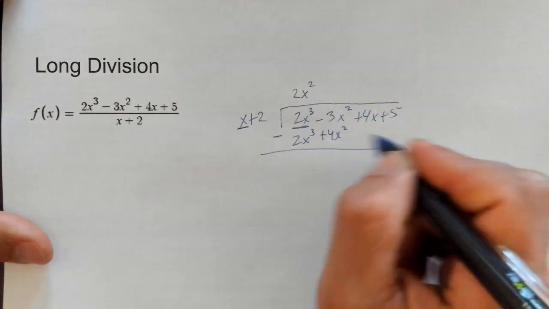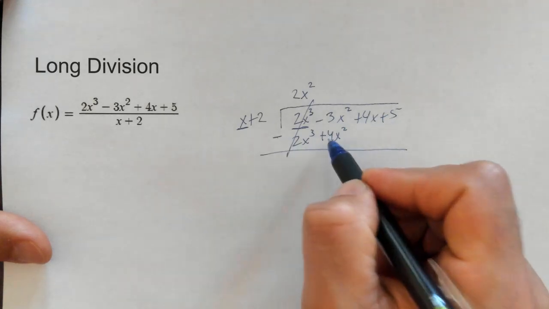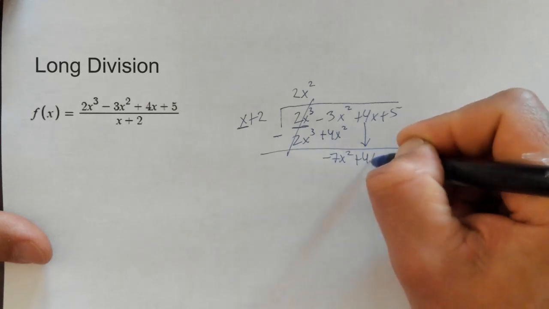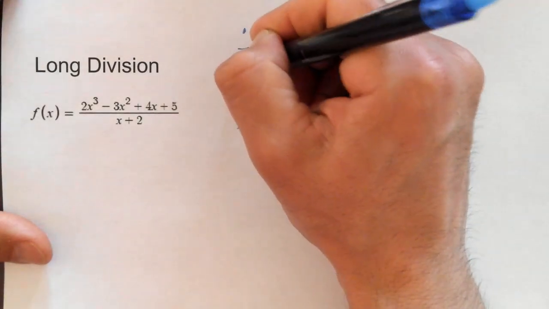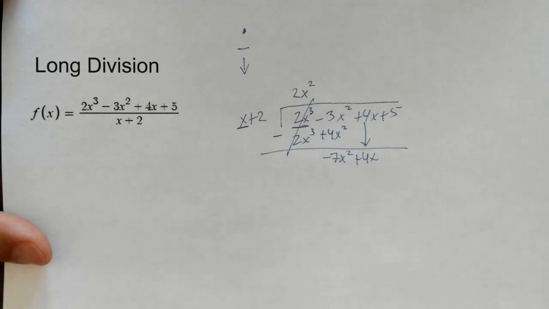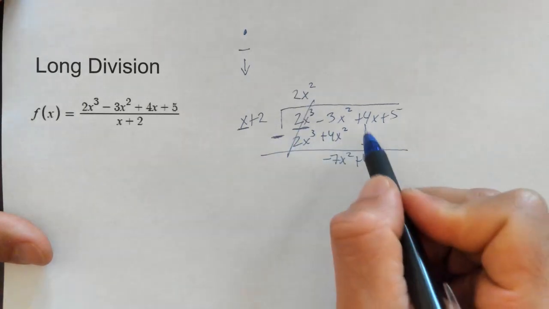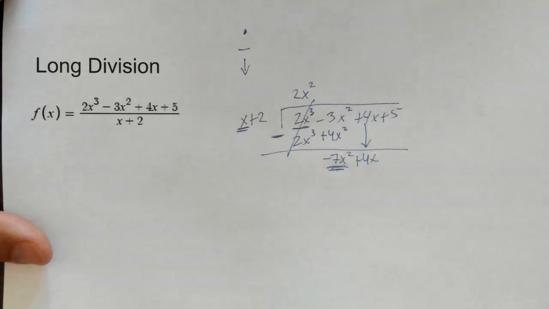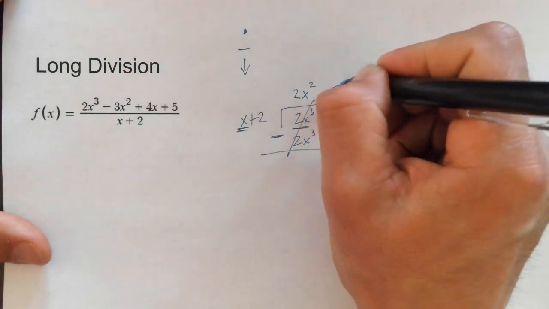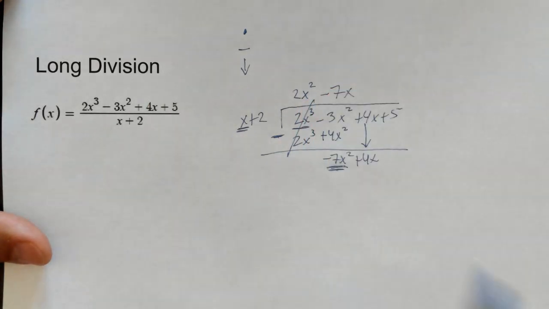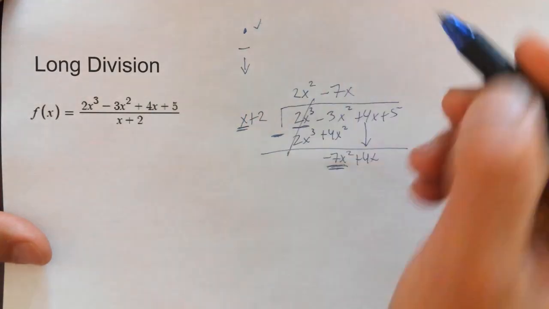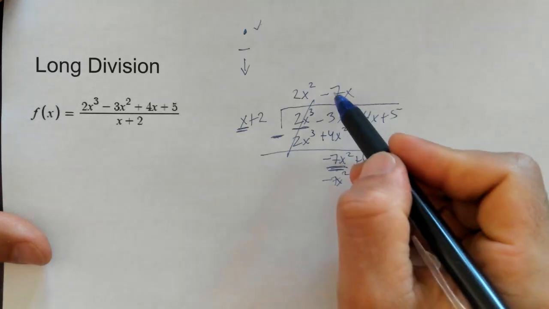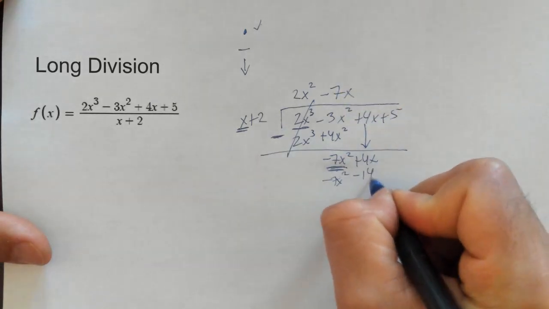And when you subtract, these cancel. Negative 3 minus 4 turns into negative 7. And then we bring down the next term. Multiply, subtract, bring down. Those 3 steps don't change. So, x times something is negative 7x squared times negative 7x. So here, multiplication. Negative 7 times 1 is negative 7. X times x is x squared. Negative 7x times 2 is negative 14x.